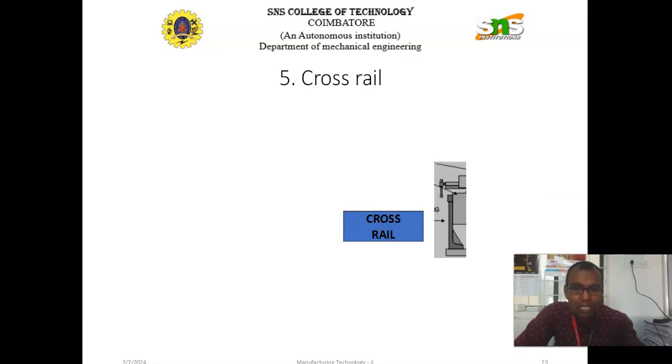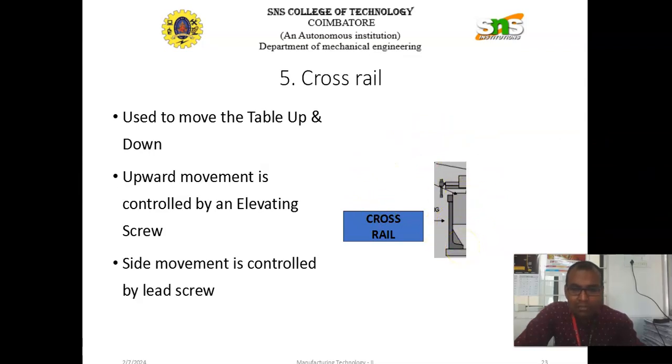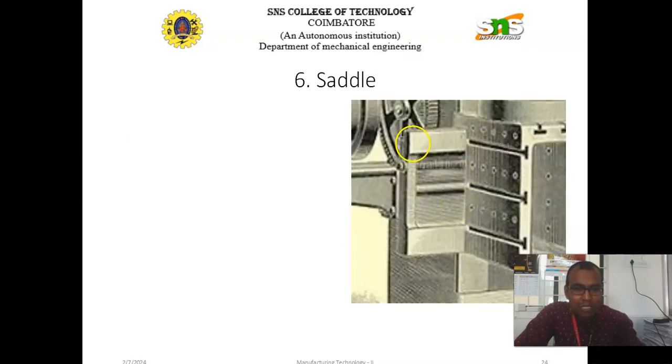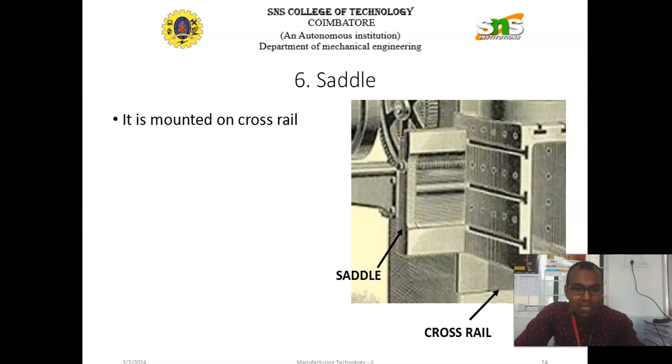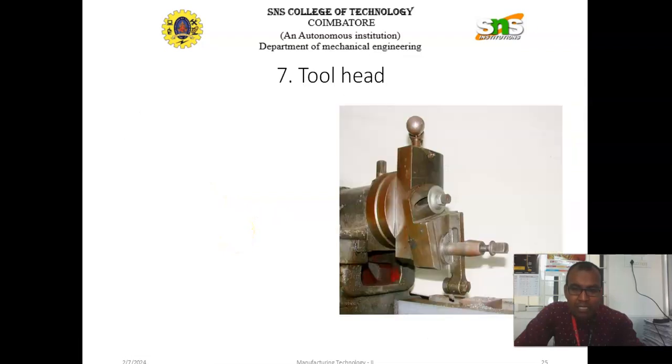Next part is the cross rail. It is used to move the table either in the upward direction or in the downward direction. Upward movement is controlled by the elevating screw which is present in the cross rail. Side movement is controlled by the lead screw. Next important part is the saddle. It is mounted on the cross rail and it supports the table. It moves across the cross rail from left to right, and the movement is applied by the cross feed screw. Next important part is the tool head.